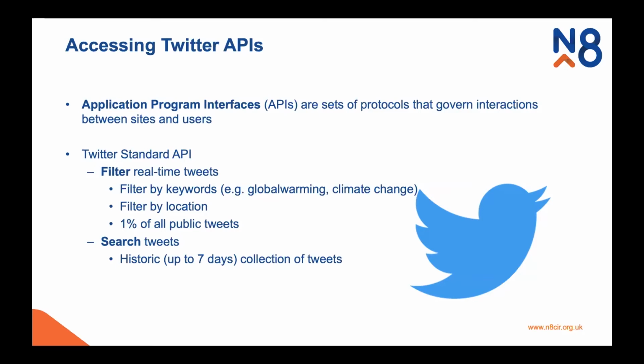Basically, it allows you to filter tweets that are being sent by Twitter users, it could be based on a keyword. For example, you could filter the tweets by keywords such as global warming, climate change, or anything that you're really interested in. And another way that you can filter tweets is by location. So Twitter allows you to filter tweets based on the locations.